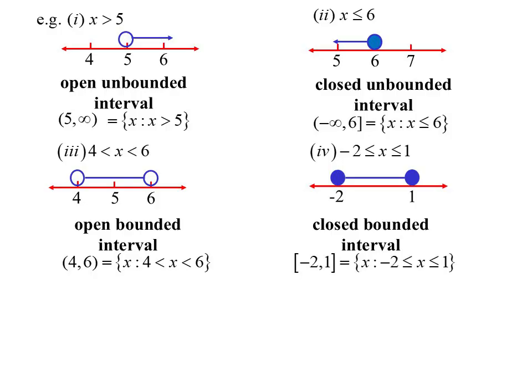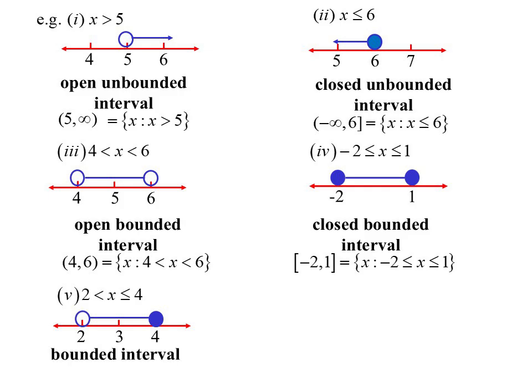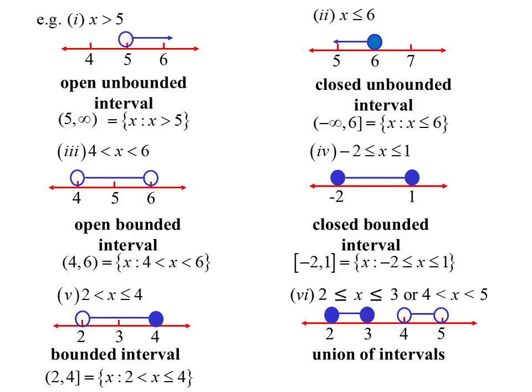Well, what happens if we have something like that, where one side is included but one side's not? We simply just say it's bounded. It's not open, it's not closed, because one side's closed, one side's open. So we just say, well, that's just a bounded interval. And what about if you've got something like this, where I've got two different bits? Well, that's just the union of two different intervals. That's how we would write the union of two different intervals.